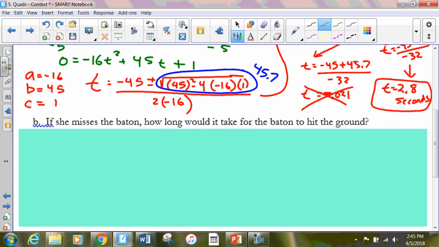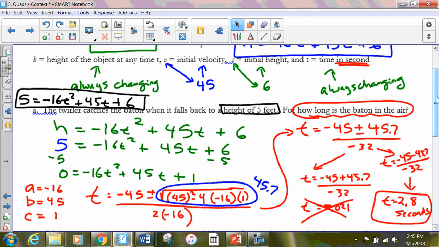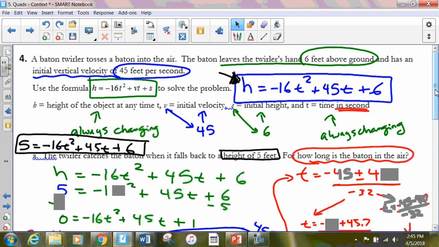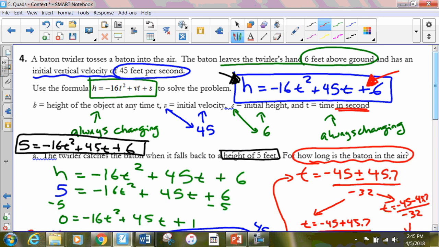All right, let's look at this next one. If she misses the baton, how long would it take for the baton to hit the ground? So once again, we're going to go back to our original equation, this one in the blue. This time, we know that the new height is going to be 0 because when something's on the ground, it doesn't really have a height, does it? It's going to be 0.